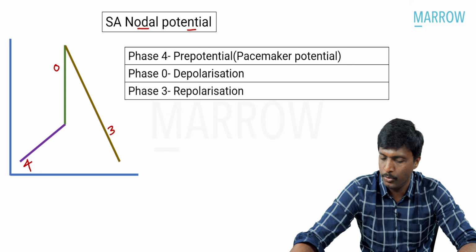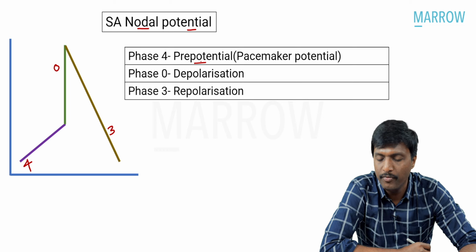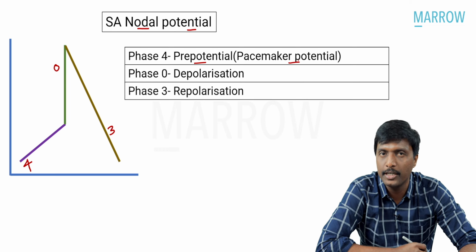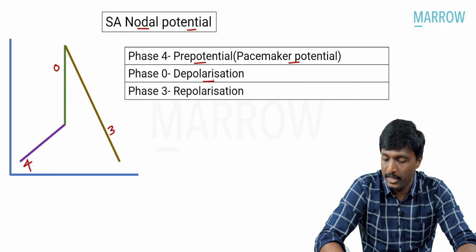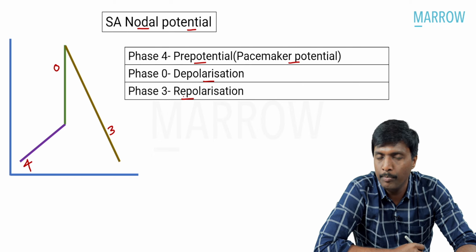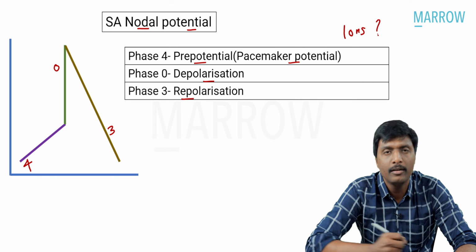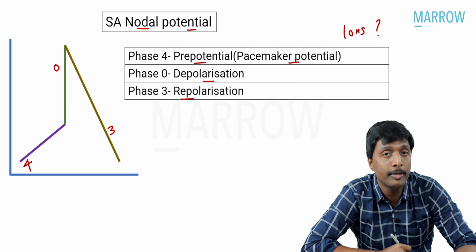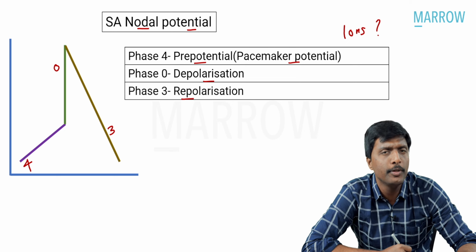What are the names given to them, sir? Phase 4 is called prepotential, which is also called pacemaker potential. Phase 0, the one they asked in this question, is depolarization. Phase 3, the opposite process, is repolarization. What are the ions responsible, sir? Knowing this will help us to devise certain drugs for treatment. So you need to know this.